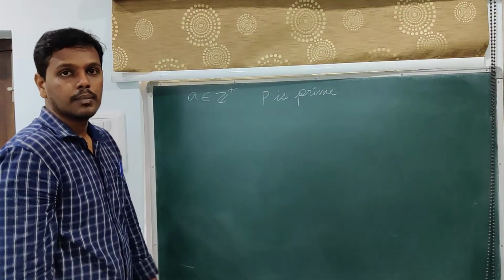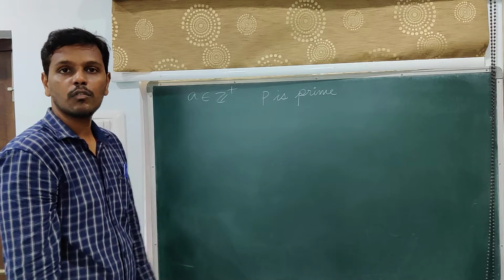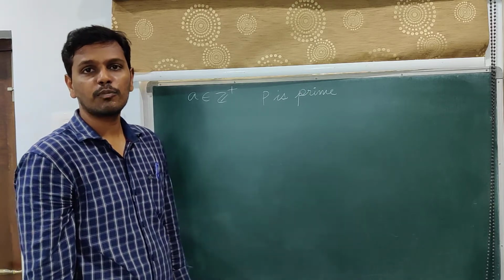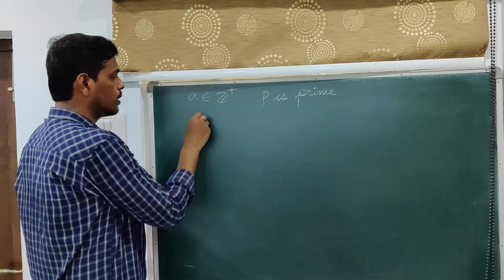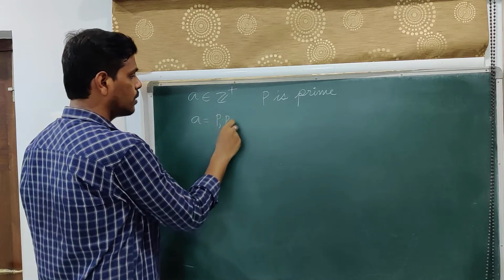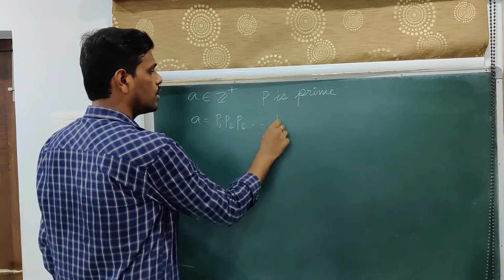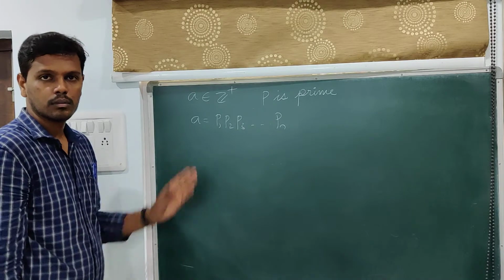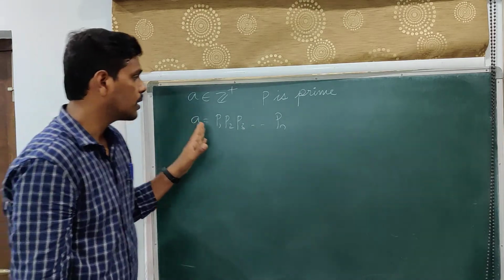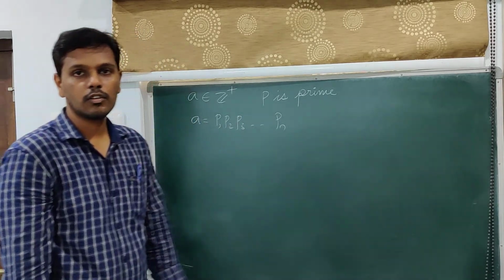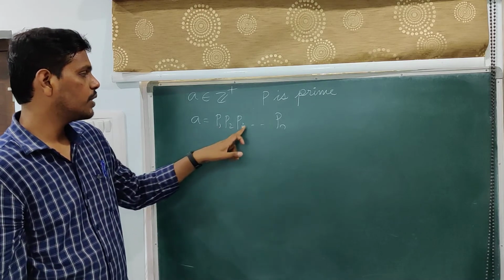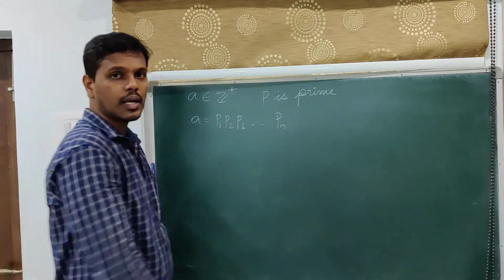If A is a composite number, then as per the fundamental theorem of arithmetic, you can write it as a product of prime factors. That is what I am writing. So A is equal to P1, P2, P3, and so on, Pn. Because A is a composite number, you can express it as a product of prime factors. Now here P1, P2, P3, and so on, Pn are prime numbers.